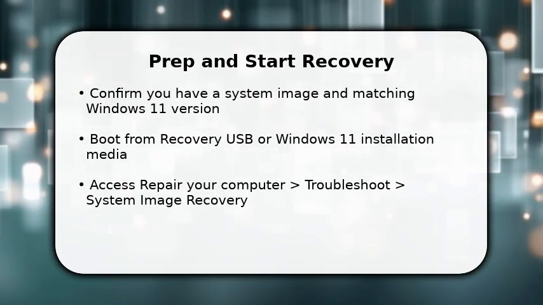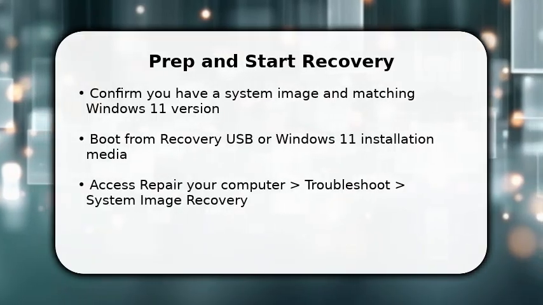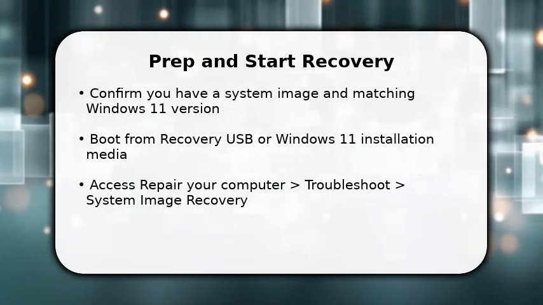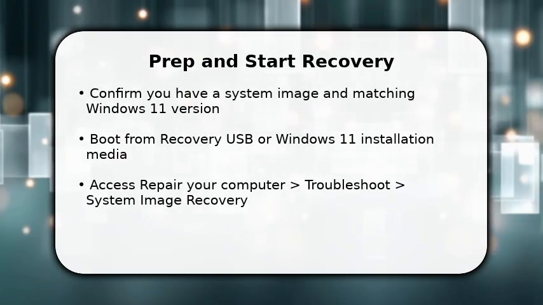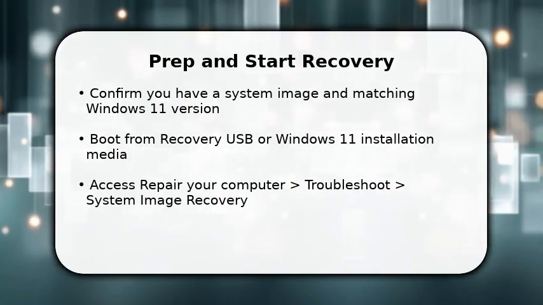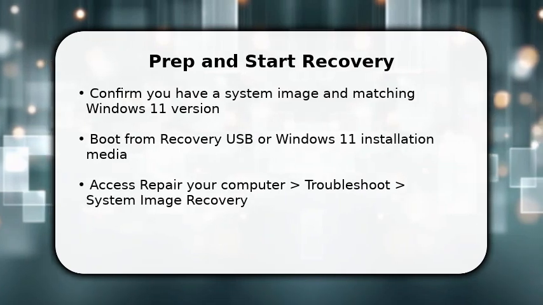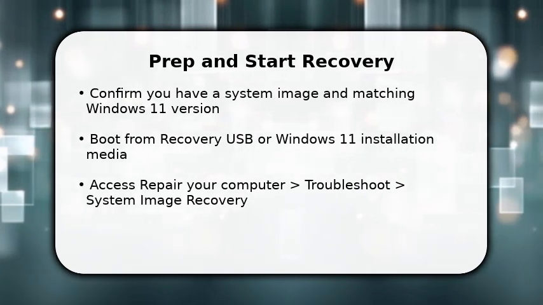When the installer appears, choose Repair Your Computer, then Troubleshoot, and select System Image Recovery. This launches the automated tool that scans for available images. Follow prompts to pick the correct image. Don't skip verifying date, size, and source so you restore the intended backup.